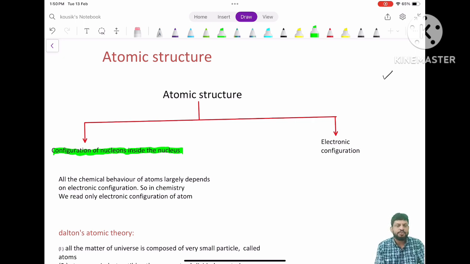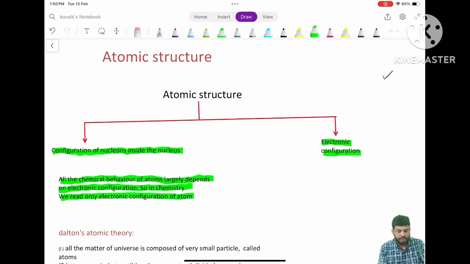But in chemistry, we concentrate on electronic configuration, because electronic configuration says the chemical behavior of any element. When we study chemistry, it's all about chemical behavior of matter. So we mainly concentrate on the electronic configuration of the atom. All the chemical behavior of atoms largely depends on electronic configuration. So in chemistry we read only electronic configuration of atoms. We don't bother about the configuration of the nucleus.